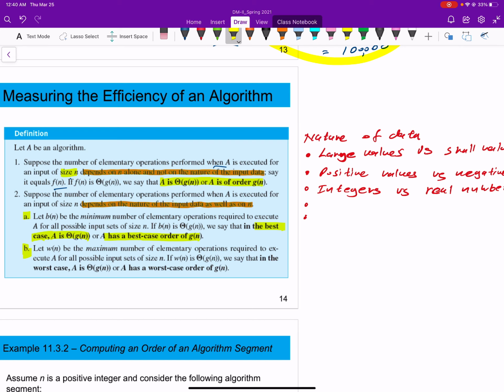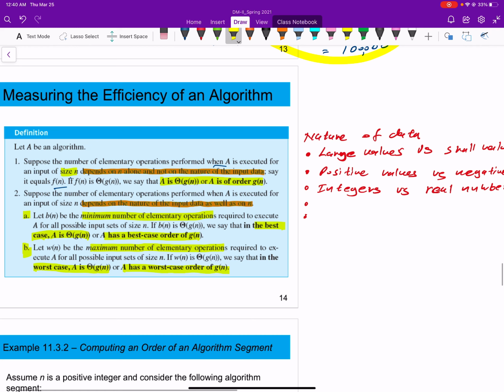Let W of n be the maximum number of elementary operations. This was the minimum number of elementary operations, and now we have the maximum number of elementary operations required to execute A for all possible inputs of size n. If W of n is theta of g of n, we say that in the worst case, A is theta of g of n, or A has worst case order of that. So don't worry about this. I'm going to teach you those later.